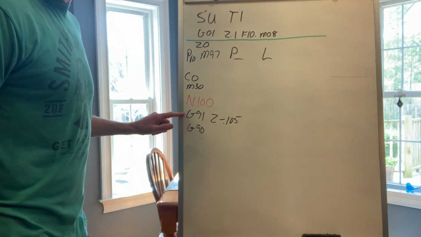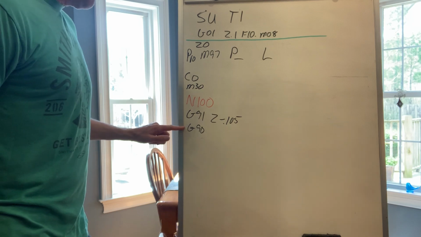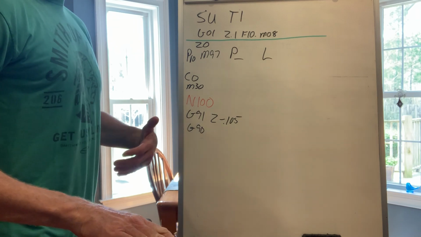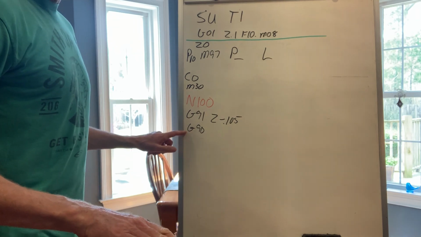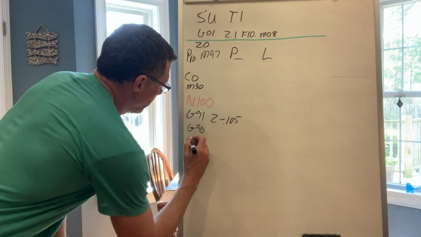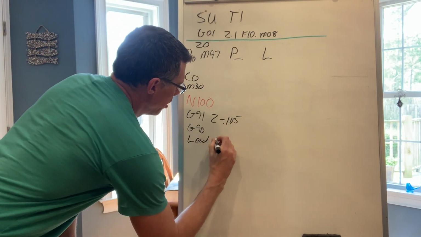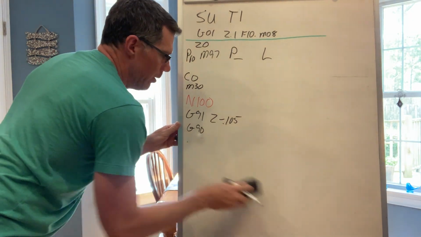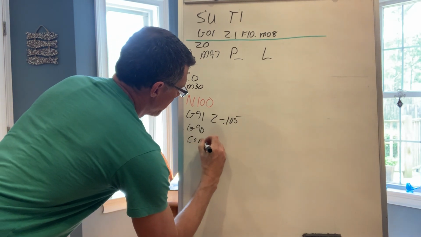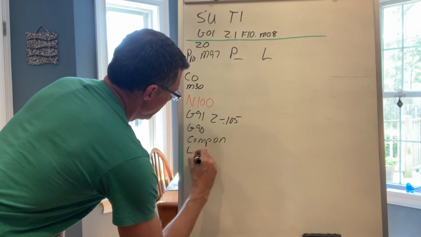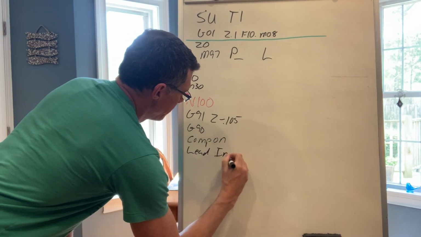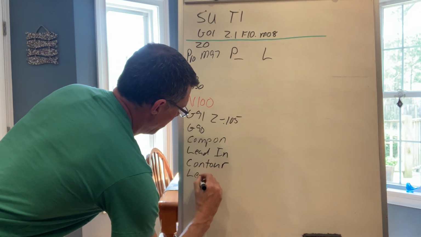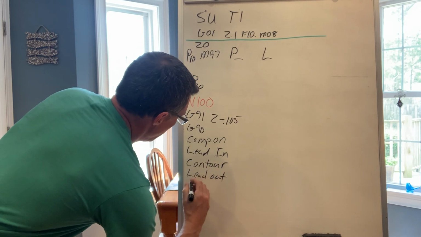So you go incremental, take a step down. Immediately, G90. Go right back. Once you make that incremental drop, go back to absolute. G90. Now, you just do your lead in. I'm sorry, not your lead in, your comp on first. I'm sorry, my bad. Do your comp on. Your lead in. Your contour. Your lead out. And your comp off.